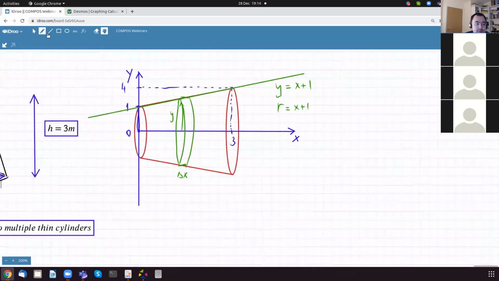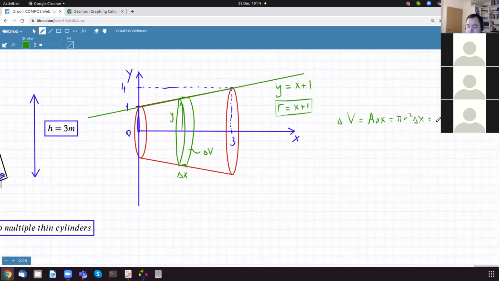Okay, so now I can write down that the volume, delta V, is the volume of this cylinder. Delta V, because it's a small cylinder, that's why I use delta, is equal to area times delta x, which is pi r squared delta x. But I know that r is equal to x plus 1. So it's going to be pi (x plus 1) squared dx.